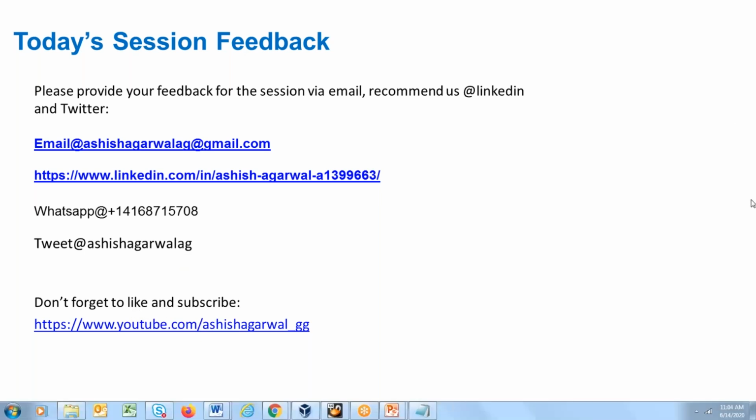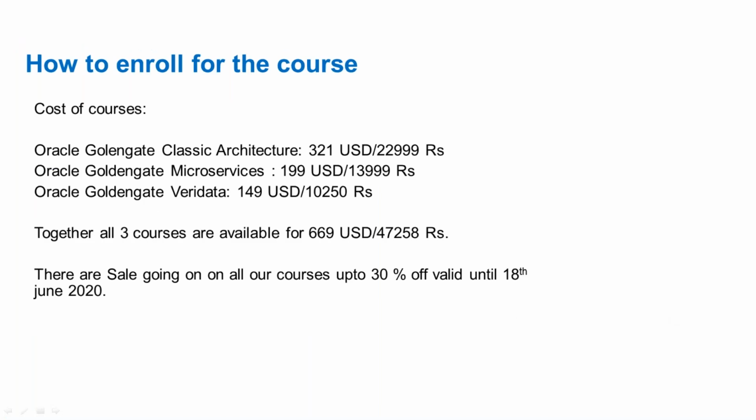So how to enroll for the course? So below are the costs of the courses. So these are the actual course fees. So classic architecture is $321 or 22,999 rupees. Microservices is $199 or 13,999 rupees.